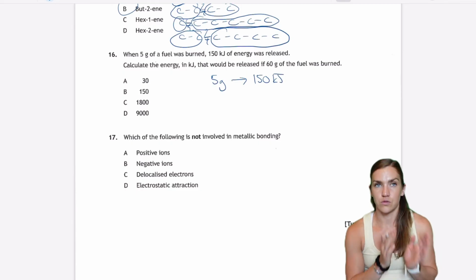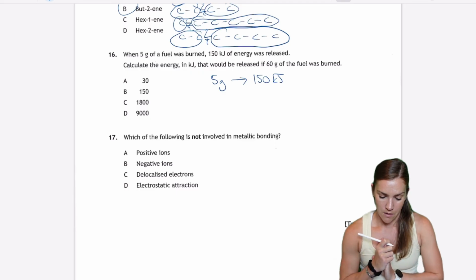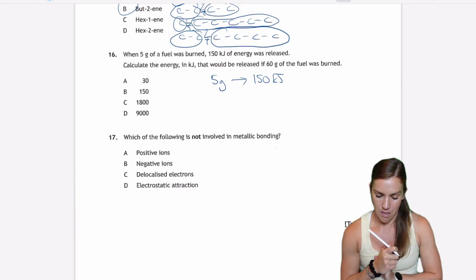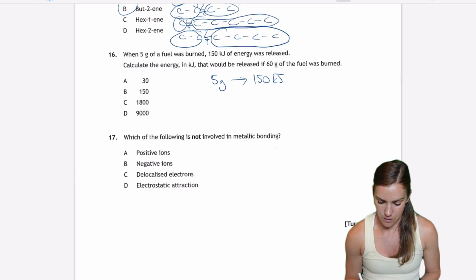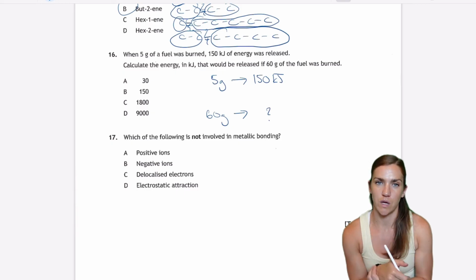And so we know 5 grams is giving out 150 kilojoules. Then we want to calculate the energy that would be released if you had 60 grams of the fuel. So we're trying to work out an energy and we know we've got 60 grams. I'm leaving a space here because we need to scale down to 1 gram first.